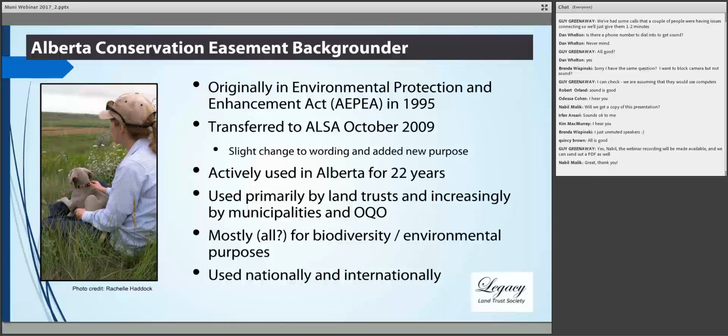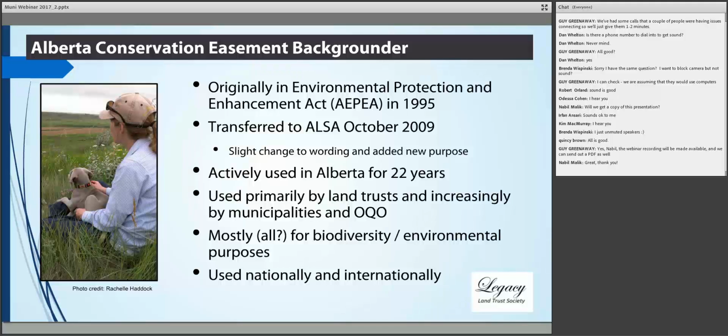So in Alberta, we've had conservation easement legislation since 1995, and at that point it was under the Environmental Protection and Enhancement Act. It was moved in October of 2009 into ALSA, the Alberta Land Stewardship Act, and at that point we had a slight change to the wording. So where it says environment, if you remember back to that slide a few times ago, it used to say biodiversity, and agricultural land was added in at that point. So we've been actively using easements in Alberta for about 22 years, which is shocking since I'm sure I'm only 27 and I've worked on them that long.